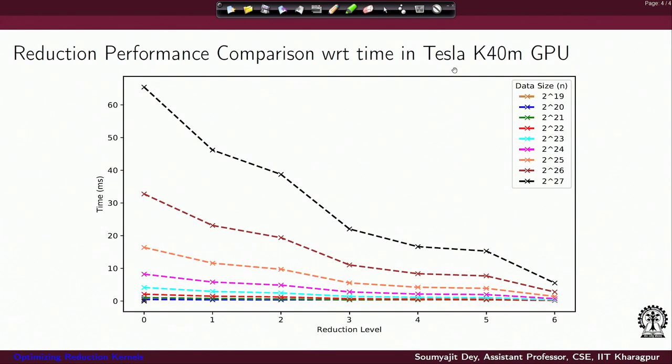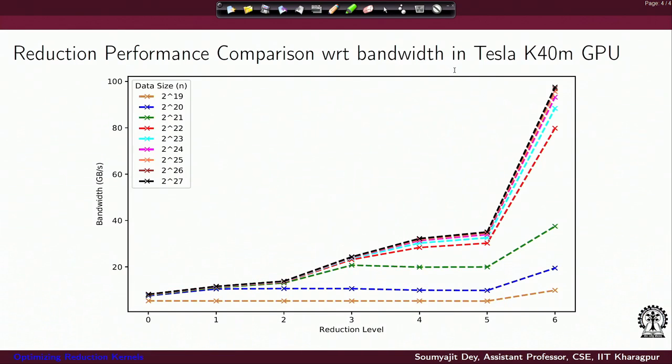The experiment is done on a Tesla K40 GPU, and similarly now if we calculate the bandwidth utilization, which is the primary reason for getting the speedup, as you can see for this 2 to the power 27 size we have the maximum bandwidth utilization. Of course it is closely followed by the other data sizes here.